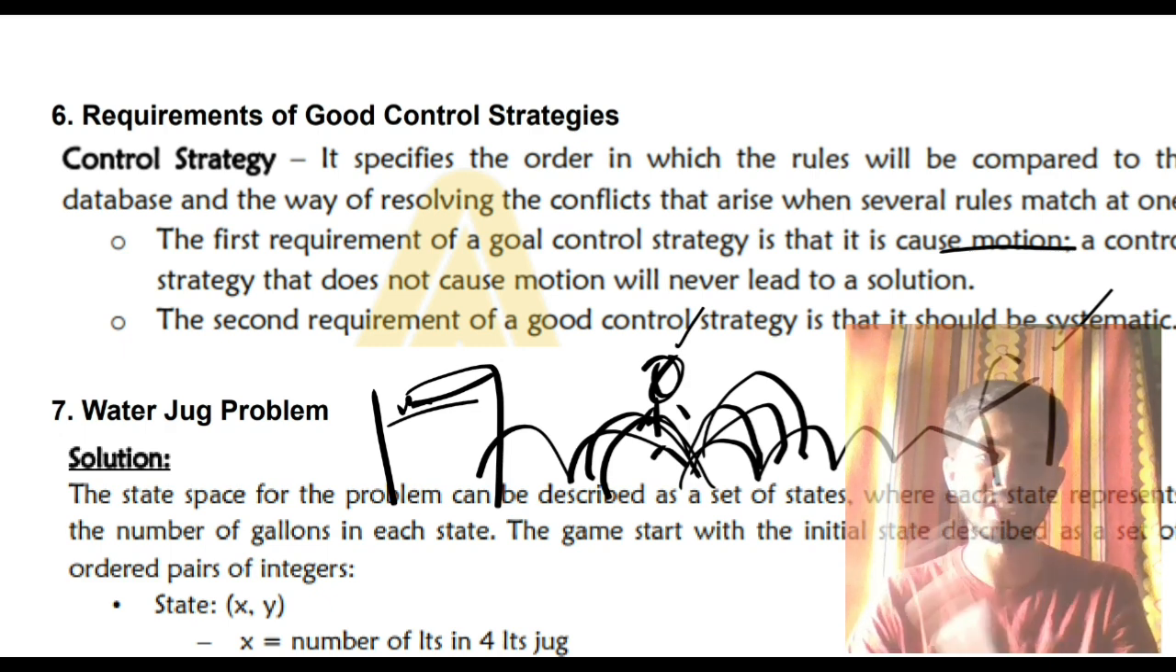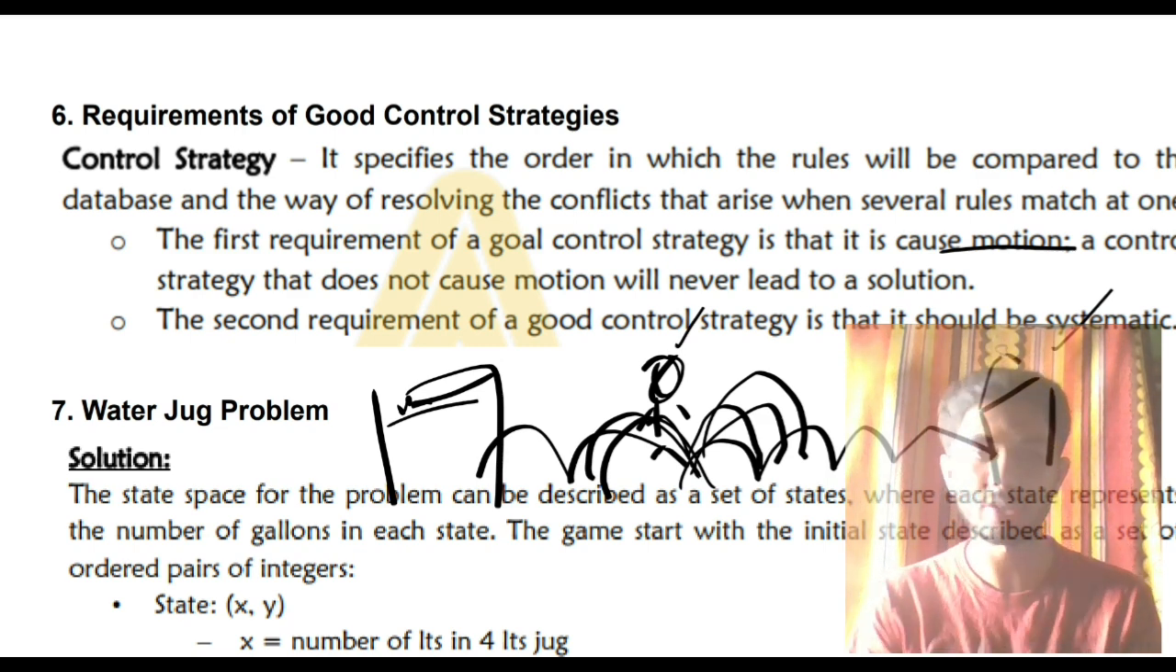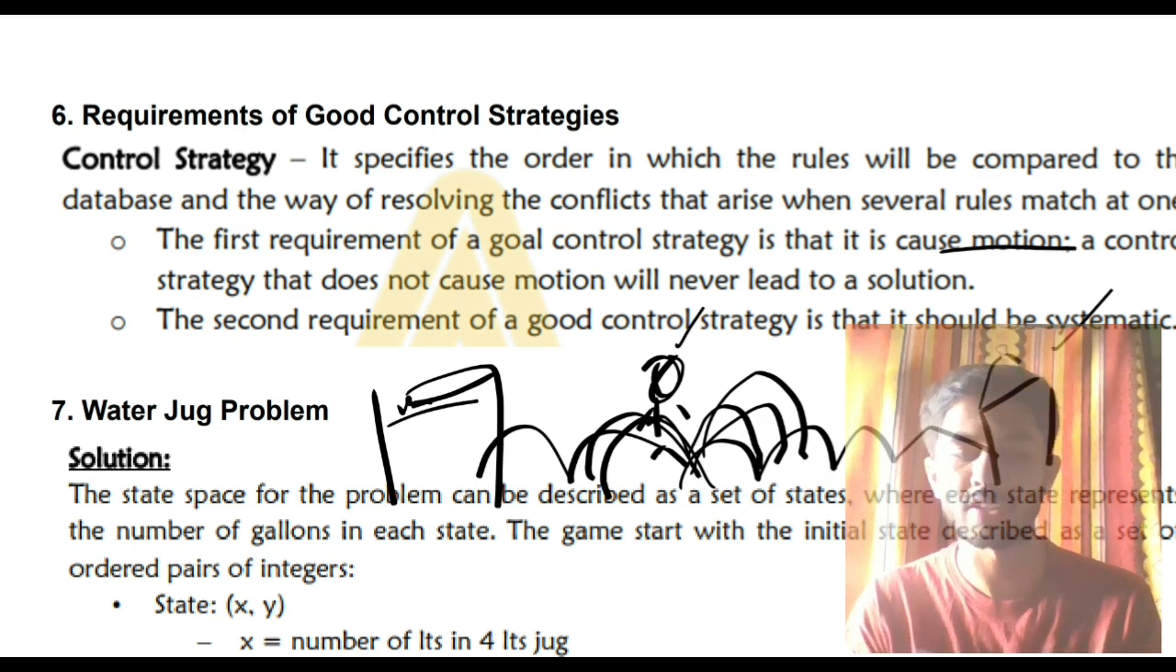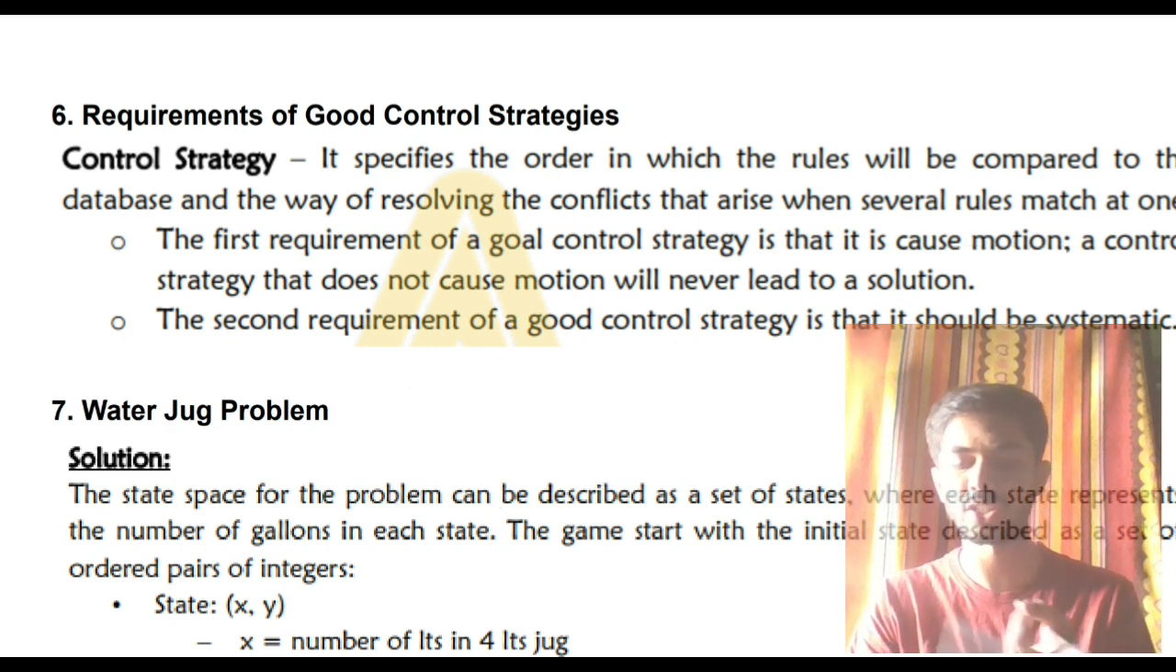Whatever I told, just translate it in the form of words and letters, and write it in the answer script. Okay, don't take the example of an alcoholic man, but take some good example like a chess game. So that was about the requirements of good control strategies. Two things: causing motion and systematic.